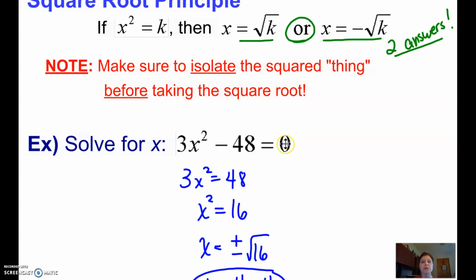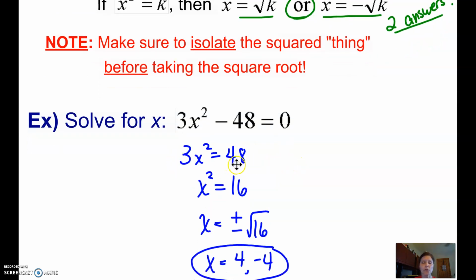So here's an example similar to the one we just worked. If I have 3x squared minus 48, they're not perfect squares here. I could try to factor this if I wanted to, or I could say, you know what? Let's just move that 48 over. Let's divide through by the 3 so that I've isolated the x squared part. Now that it's isolated, I can take the square root, and when I'm writing this on paper, I'm always going to put that plus minus to remind myself 2 answers, and I know the square root in this case, so I get a 4 and negative 4.